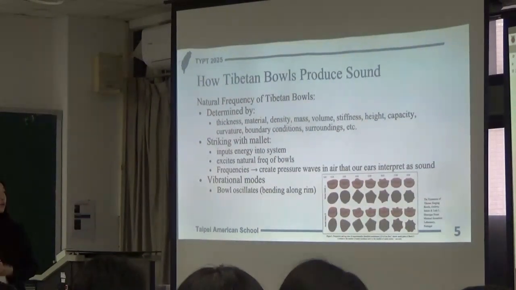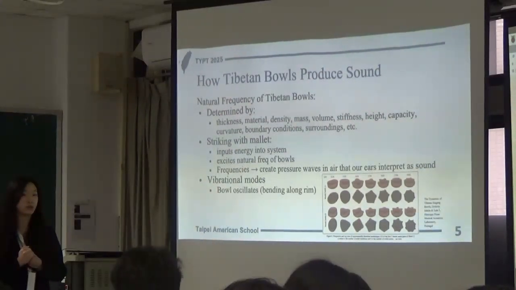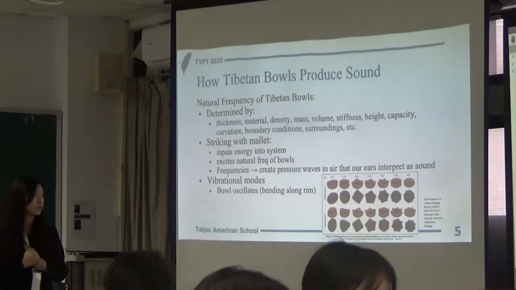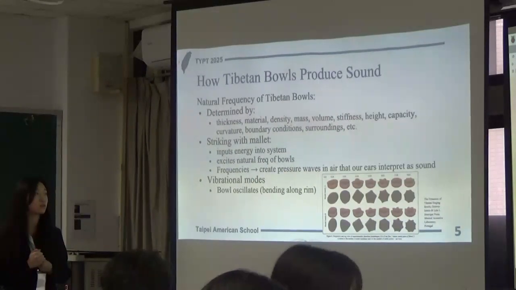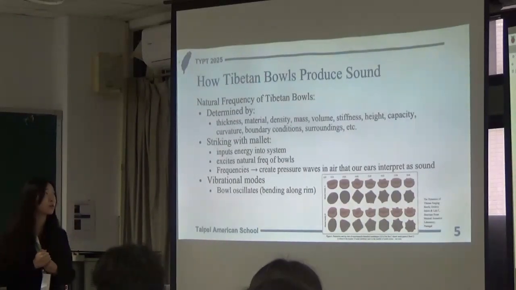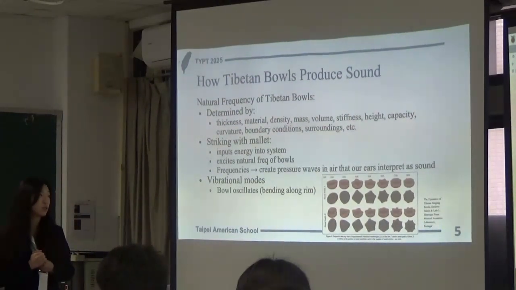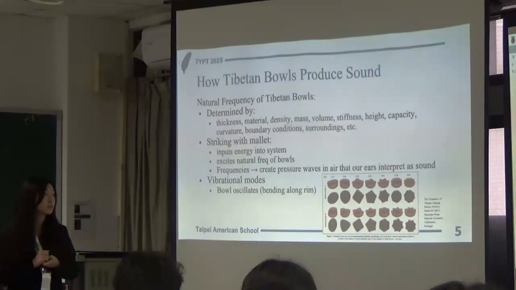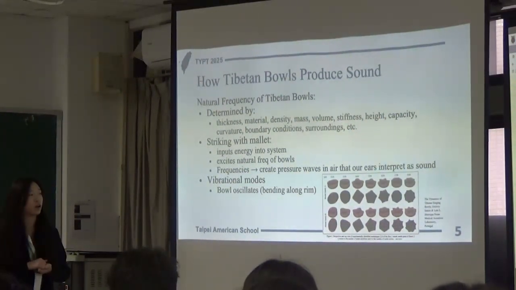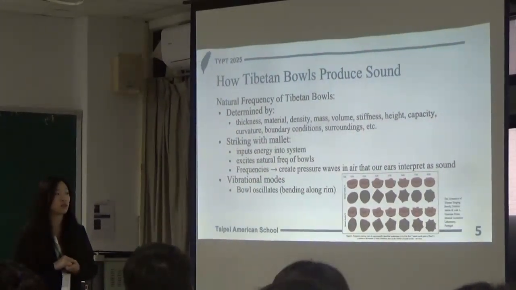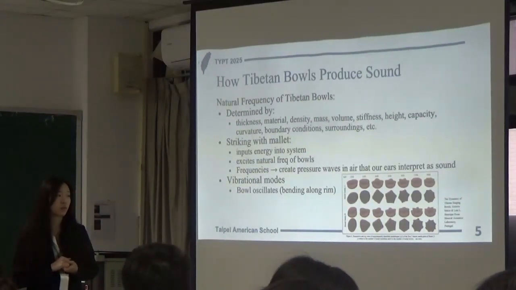Firstly, I have to explain how Tibetan bowls, which are the main types of bowls that I will be using, produce sound. The natural frequency of Tibetan bowls is determined by their thickness, material, density, mass, volume, stiffness, height, capacity, curvature, boundary conditions, surroundings, etc. When struck with a mallet, it inputs energy into the system, which excites the natural frequency of the bowls. These frequencies create pressures in the air that our ears interpret as sound. For the vibrational modes, we know that the bowls are oscillating around the rim, according to the dynamics of Tibetan singing bowls by the Musical Acoustics Laboratory and Pressure Bowl.